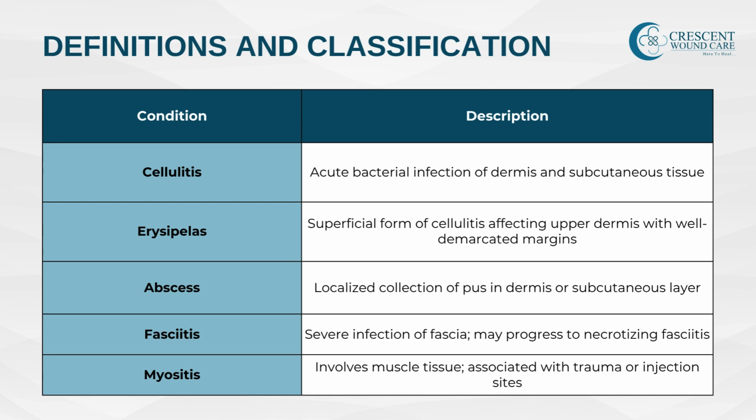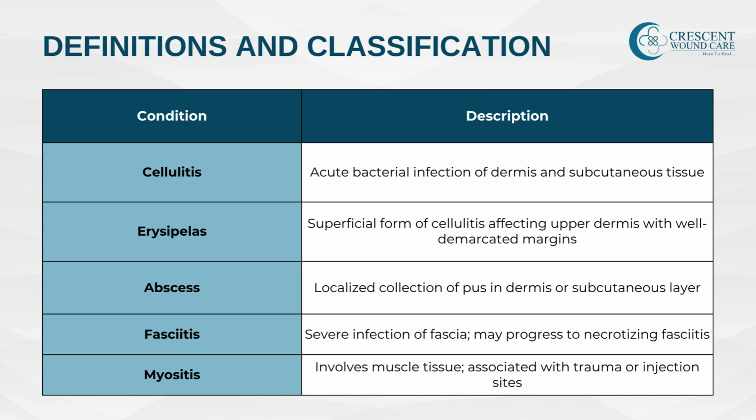Let's break down the types of soft tissue infections. Cellulitis is a diffuse, spreading infection involving the dermis and subcutaneous tissue. It's typically caused by bacteria like Streptococcus or Staphylococcus. It often presents without a clear margin. Erysipelas is more superficial, often affecting the upper dermis and lymphatics, with well-demarcated edges. It's more common in elderly patients and often involves the legs or face.